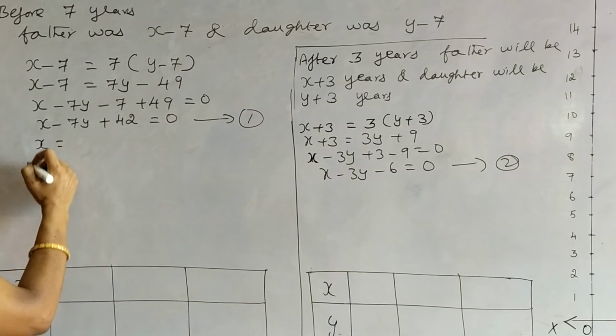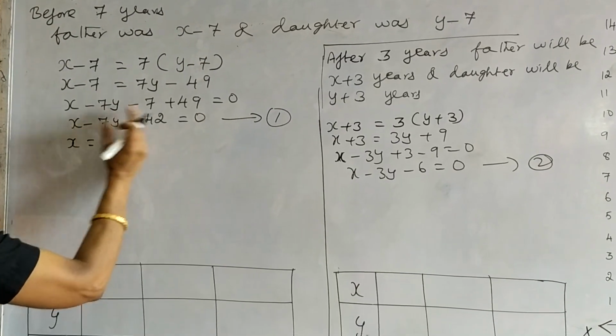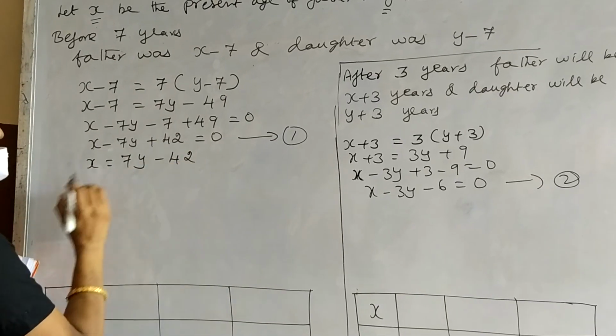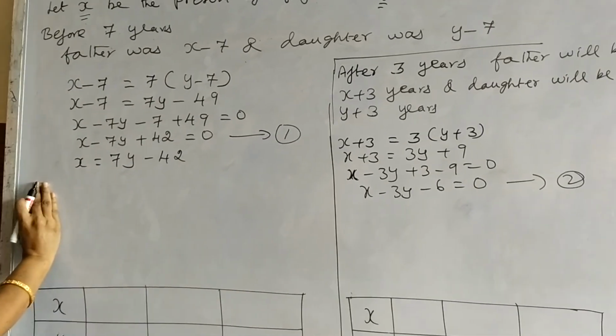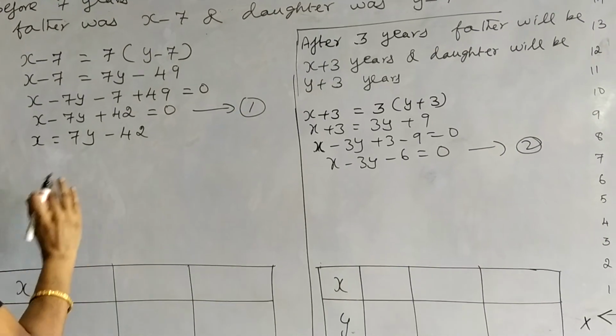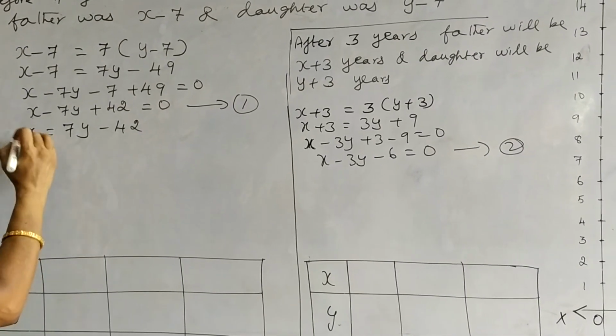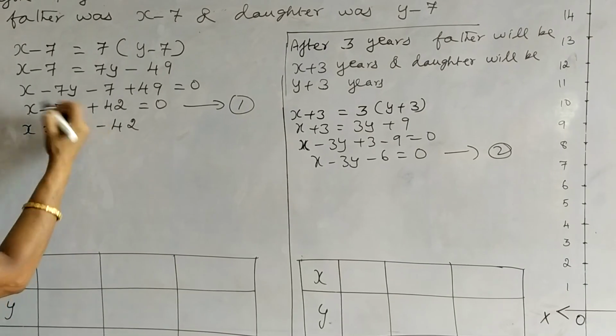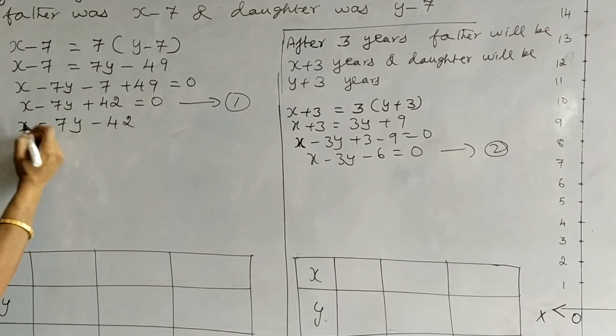What do you mean by x form? Finding x here, the remaining terms should be taken to the other side. It becomes 7y minus 42. This is x form. So when x form is done, values should be given for y. Corresponding values of x should be found.